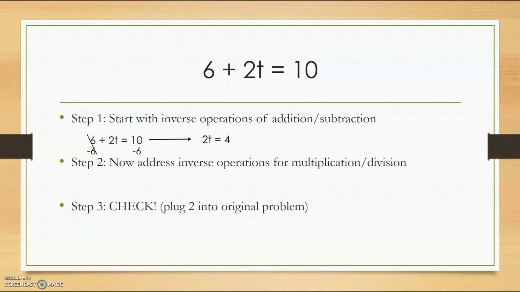Now, step 2, we need to address the multiplication division part. So we do have a problem. We have 2 times t. So I'm going to use the inverse operation of division, and I'm going to divide by the coefficient of 2 on both sides, and I get t is equal to 2. Now, remember, anything divided by itself is just 1, and this t, even though it's just t, there is an implied 1. Just keep that in mind.